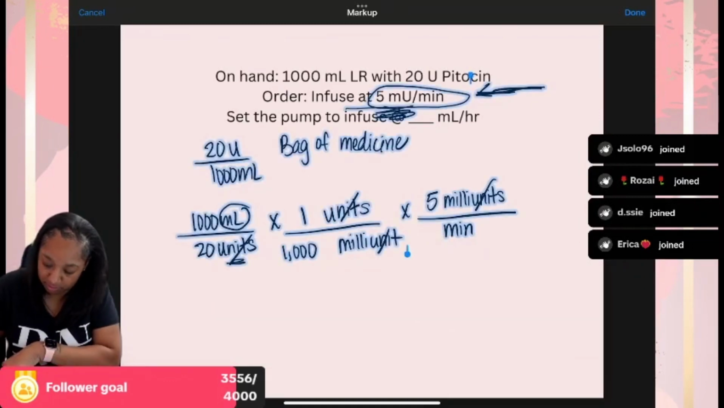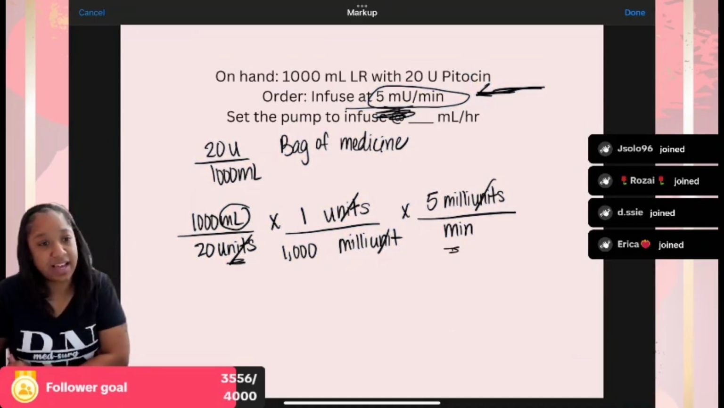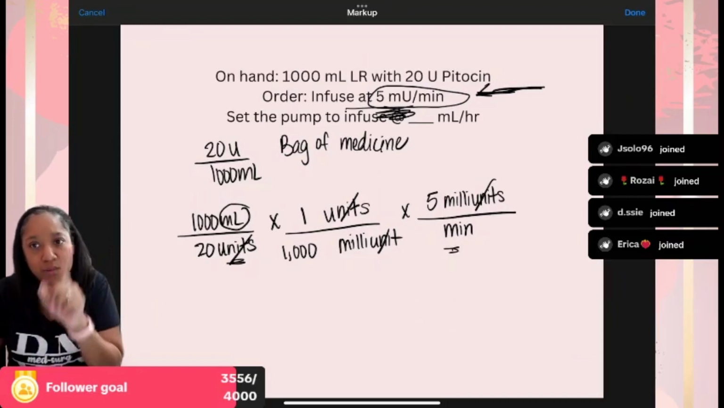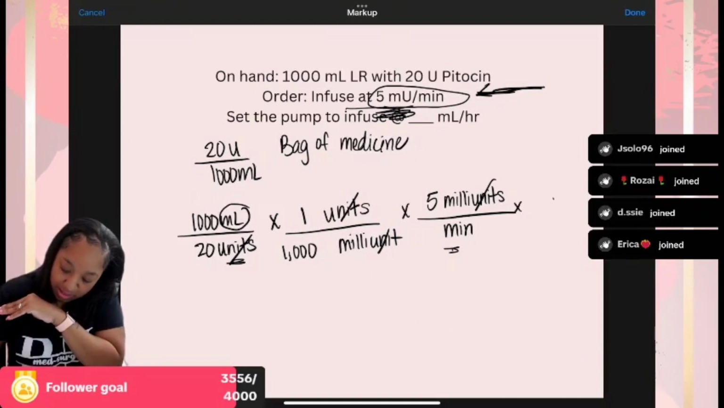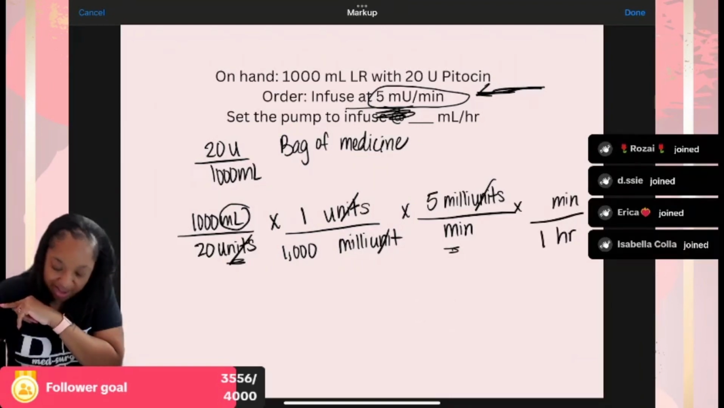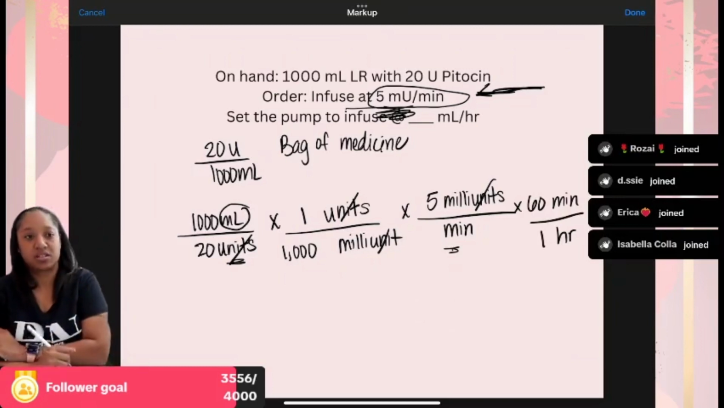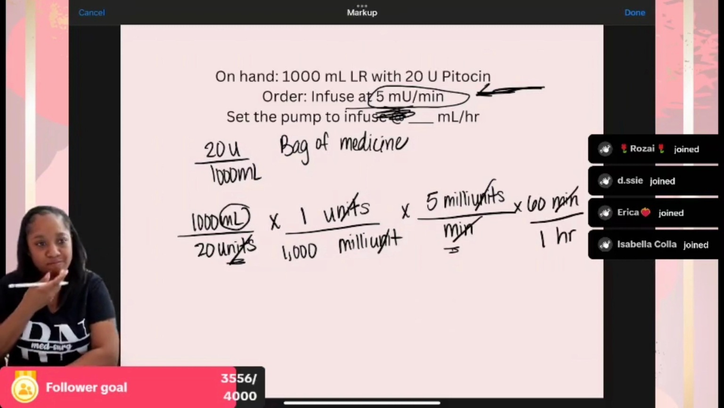Oh, don't erase my stuff. No, okay. That's not an hour, right? So we have to do one more conversion to get hour at the bottom. So minutes is going to go at the top. Hour will go at the bottom. 1 hour is going to equal 60 minutes. And you see that crosses out, okay?